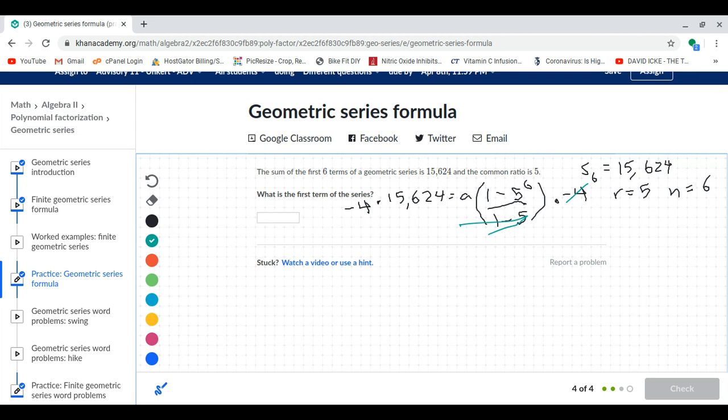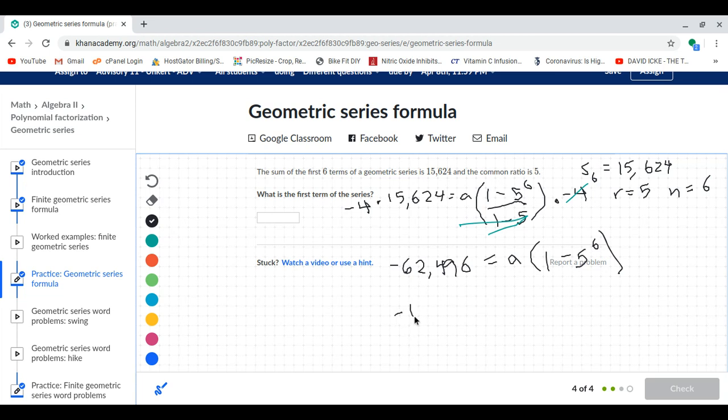So 15,624 times -4 is -62,496. So -62,496 equals the first term times 1 minus common ratio to the 6th power. So let's do that out, figure out what that is. 1 minus 5 raised to the 6th power is -15,624.